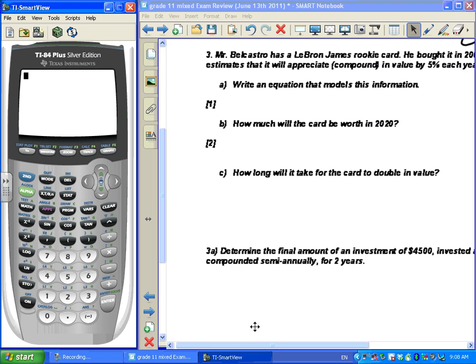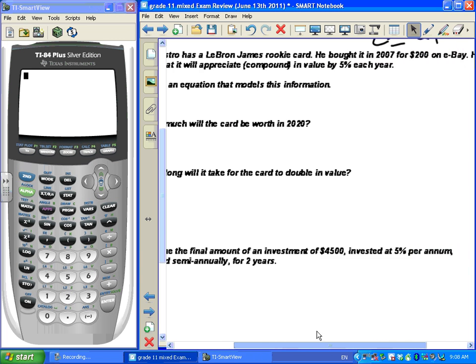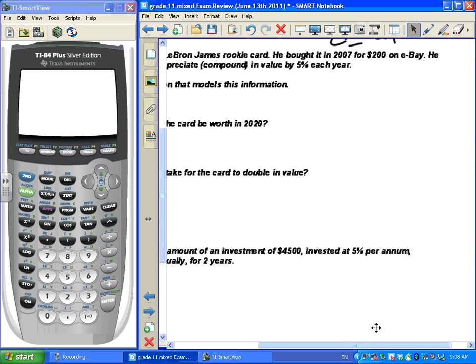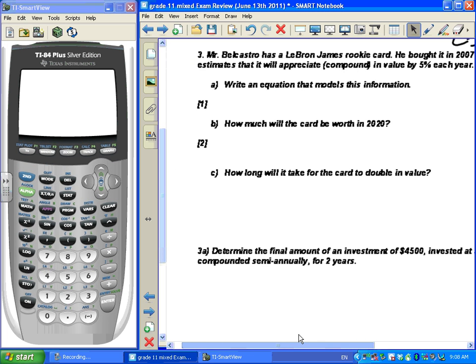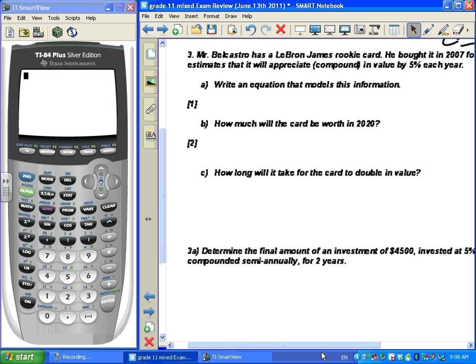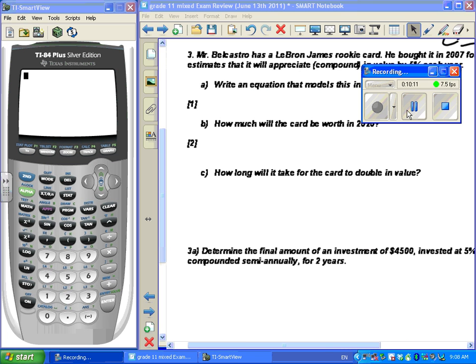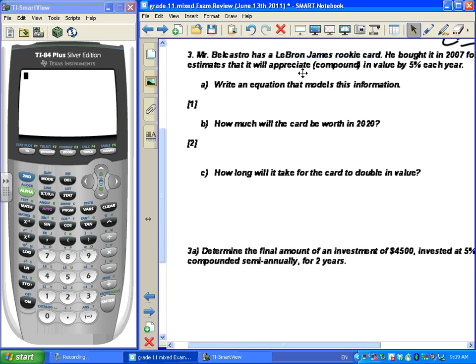Okay, question 3 says, Mr. Belcastro has a LeBron James rookie card. He bought it in 2007 for $200 on eBay. Doesn't matter, I could buy it a different year. He estimates that it will appreciate. Okay, we said it is estimated to appreciate in value 5% each year.